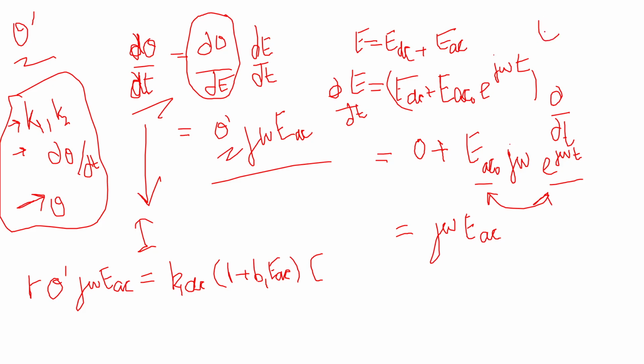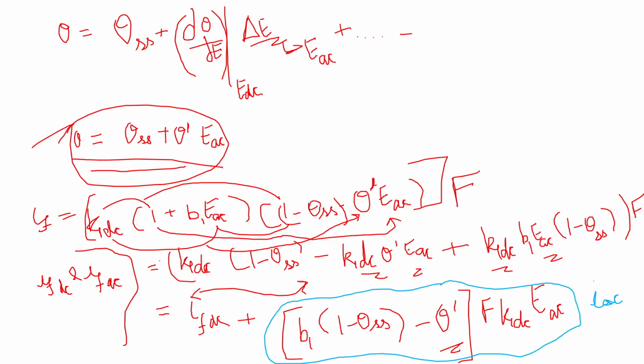Yes. EAC equal to EAC naught. What is EAC naught? It's nothing but the amplitude. EAC naught e to the power j omega t. Basically, I substituted it back. EAC is just that AC potential. Amplitude of the AC potential is EAC naught. Okay. I hope your doubt is clear.